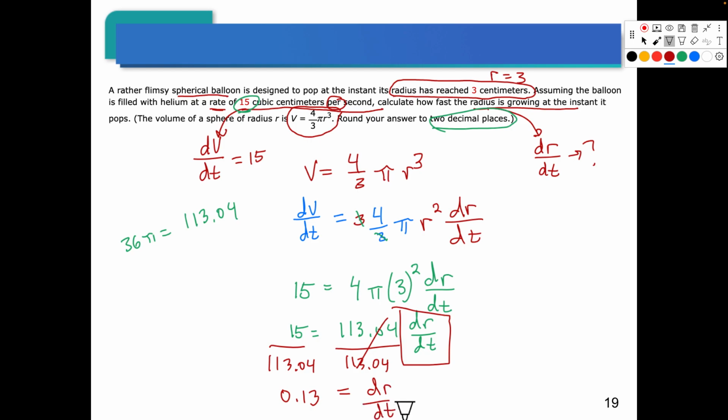So what that means is, at the instant that it popped, the radius was changing by 0.13. What are our units? Centimeters per second. Okay, so that's our answer. Per second.